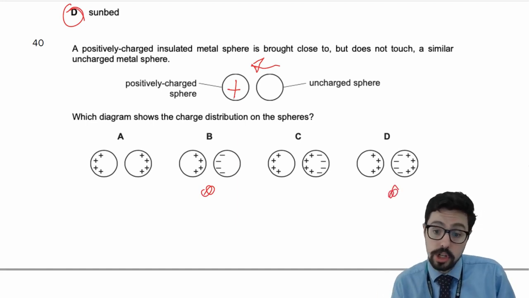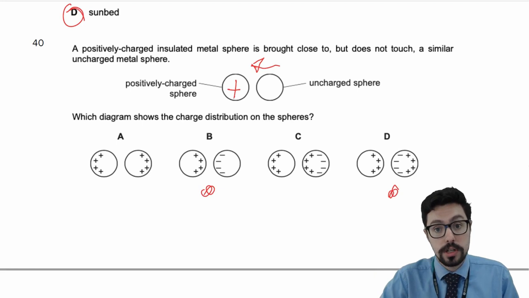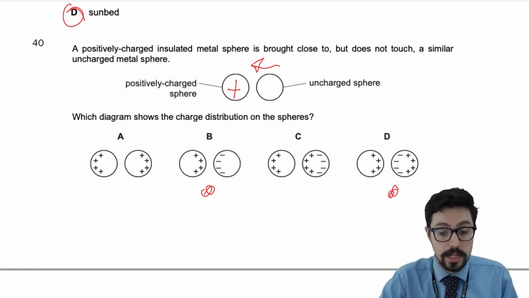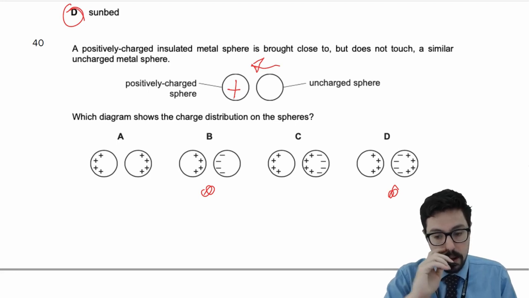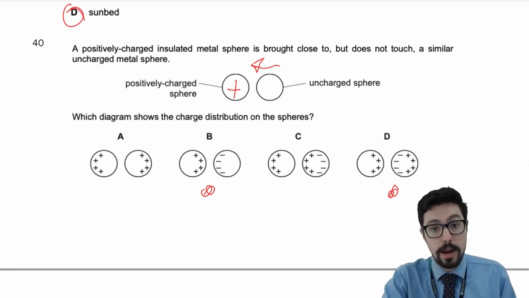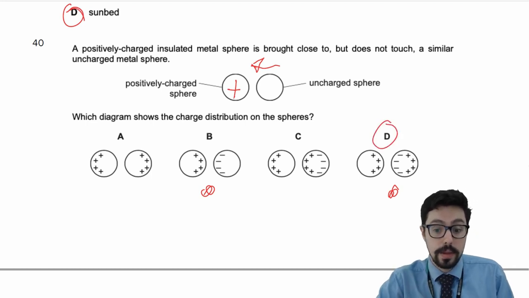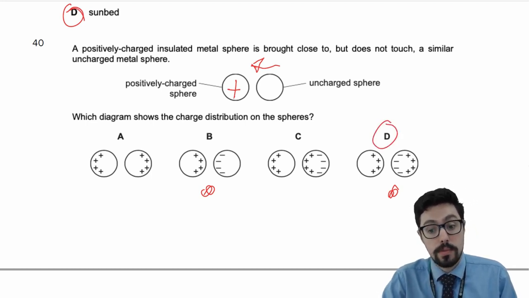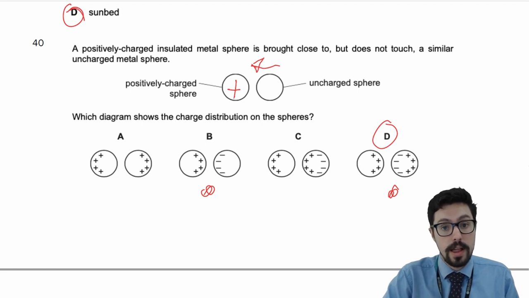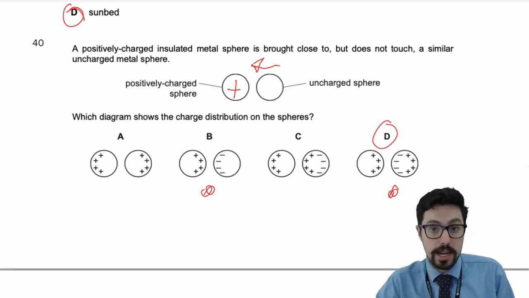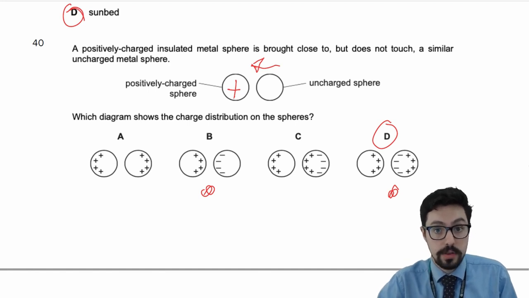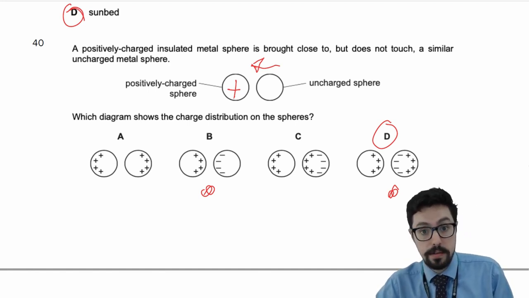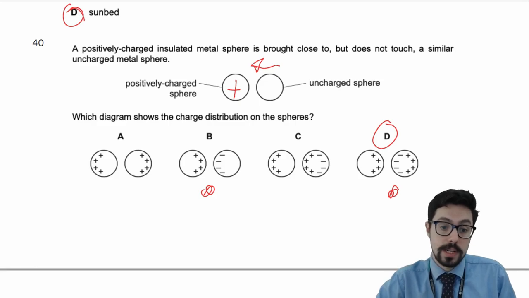But we just mentioned earlier our uncharged sphere must have a total charge of zero. In B, I've now got a negatively charged sphere. But in D, I've got the same number of positive and negative charges. The answer is D here. When those negative charges have moved across, they have left the right-hand side of that sphere. So the right-hand side of that sphere has lost negative charge and has been left positive. So the answer is D.